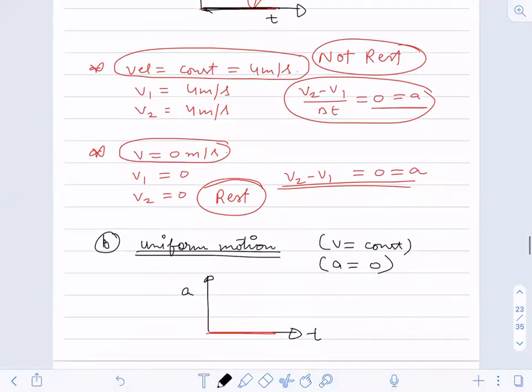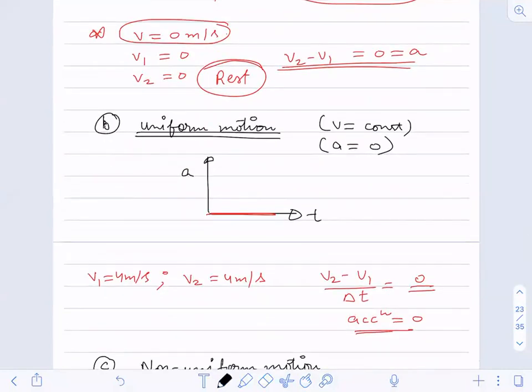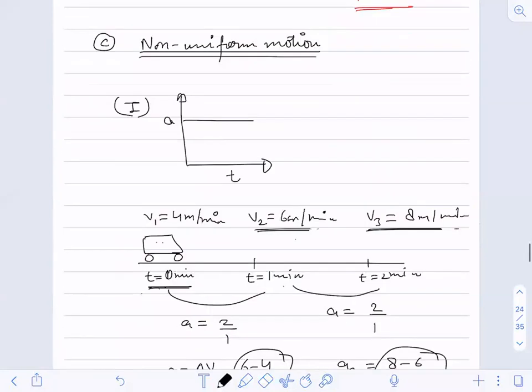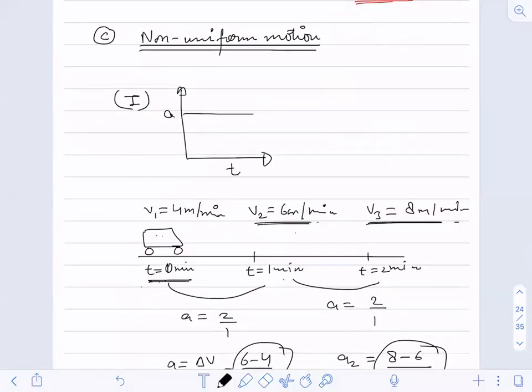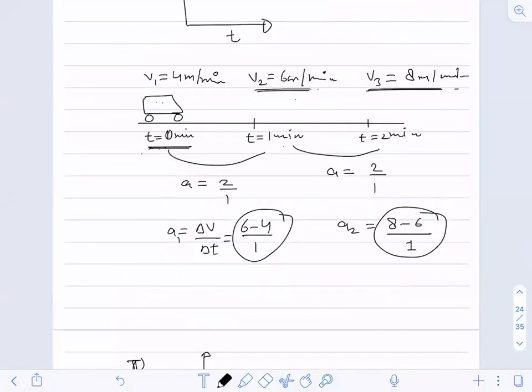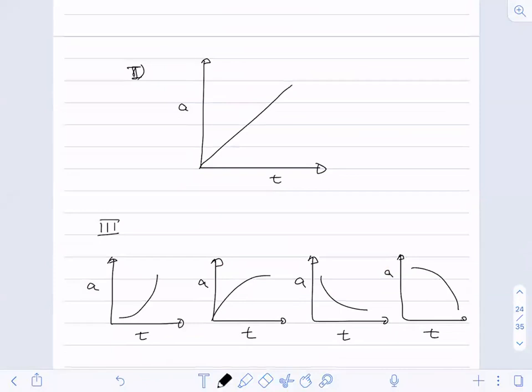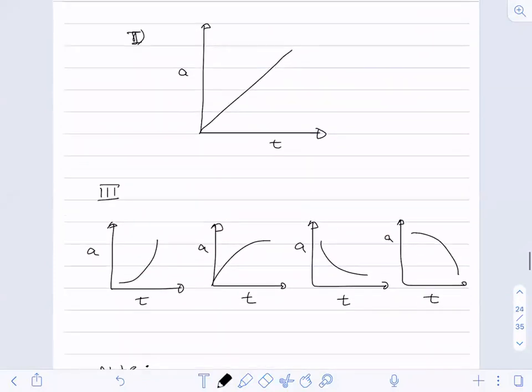Now uniform motion, when velocity is constant, acceleration is zero. So you will be having this. Okay, this is the graph. Now, non-uniform motion. Here acceleration is constant. Velocity is changing, but the acceleration is constant. I have taken an example over here and tried to explain this. Then these are the kinds of non-uniform motion. There are total 5 graphs over here.